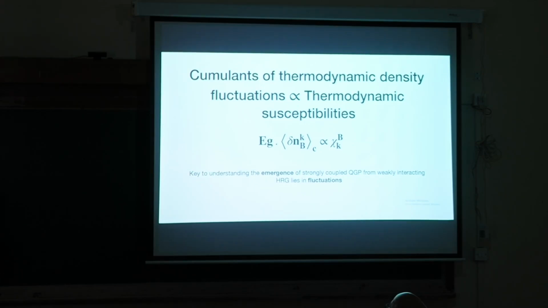We also discussed that cumulants of thermodynamic density fluctuations are proportional to generalized thermodynamic susceptibilities in equilibrium, which means that the key to understanding the emergence of strongly coupled QGP from the weakly interacting hadron resonance gas somehow lies in these higher order fluctuations.